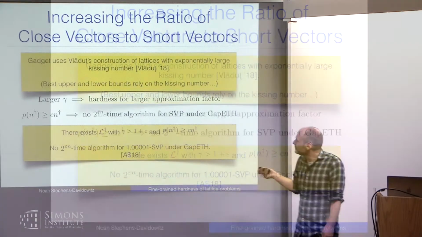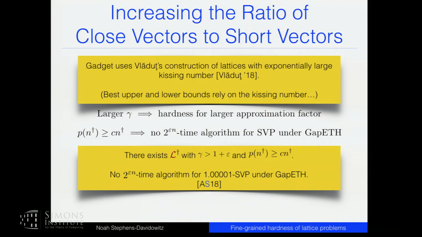Interestingly, we were only able to do this recently because we used a result that was proven very recently by Vlăduț. Vlăduț showed a lattice with exponentially many vectors that all had minimal length. So Vlăduț showed that there are lattices with large kissing number.